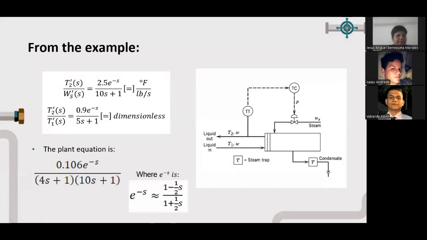Well, continuing with the example, we work with a heat exchanger whose dynamics can be represented by transfer functions. Two paths are modeled, one for the effect of steam flow and another for the disturbance coming from the inlet temperature. By combining them and linearizing the exponential delay term e to the minus s using a Padé approximation, we obtain the equivalent plant model. This plant shows a small gain, several poles in the denominator, and a zero in the numerator, which reflect both the system delay and its thermal inertia.